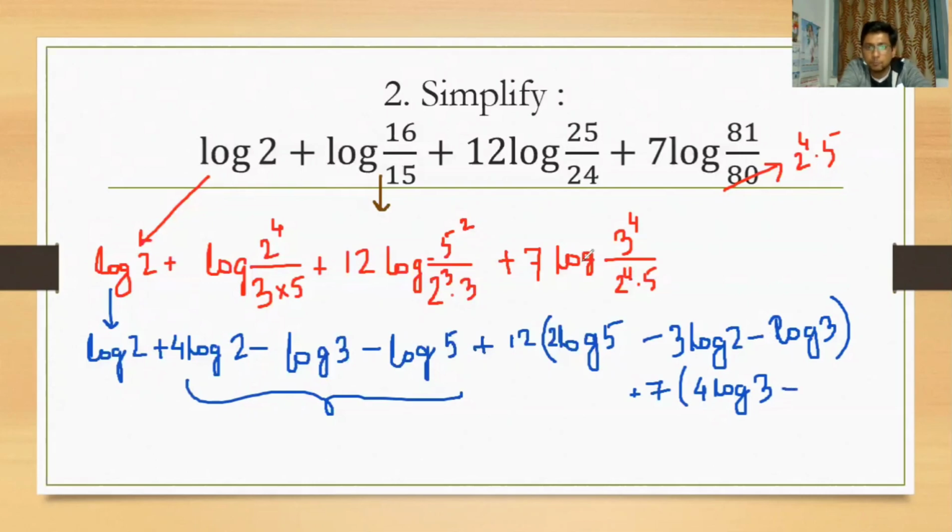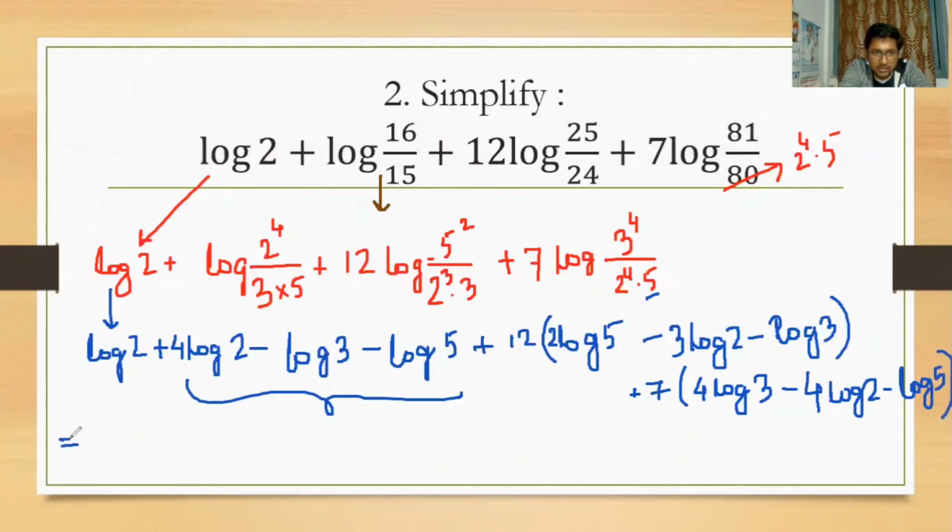So yes, 4 log 2, because the power always comes in the front. 4 of log 2, right? And then I have a 5 here. It's in the denominator, so it's going to be the minus part. No problem, let's go, of log 5. So let me just close this thing up.